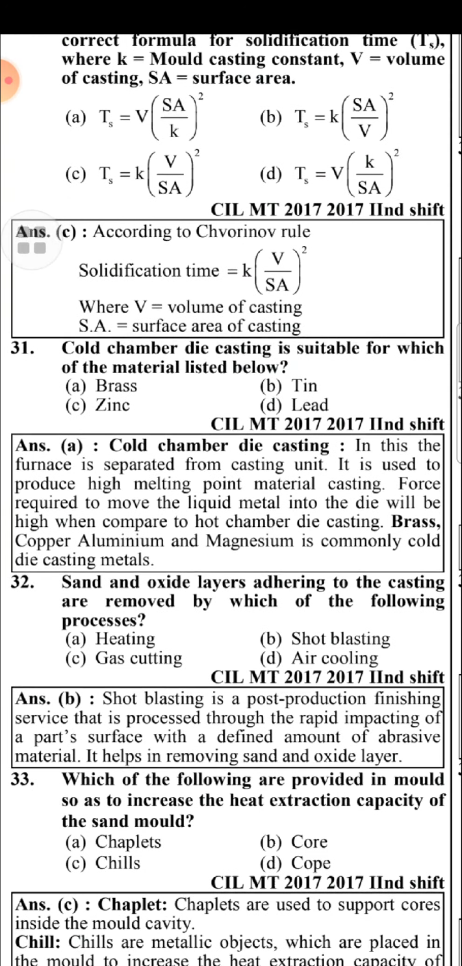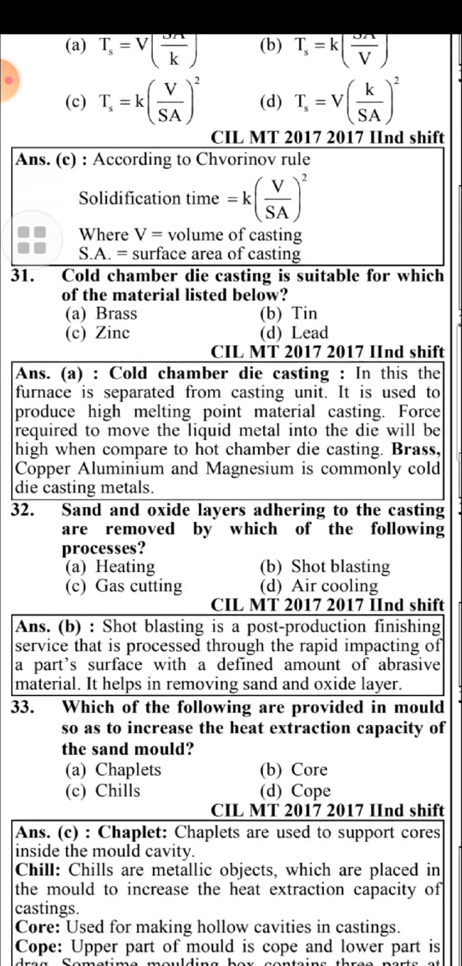Sand and oxide layer adhering to the casting are removed by which of the following processes? Shot blasting. Shot blasting is a post-production finishing process in which a surface is produced through the rapid impacting of a part surface with a defined amount of abrasive material. It helps in removing sand and oxide layer.